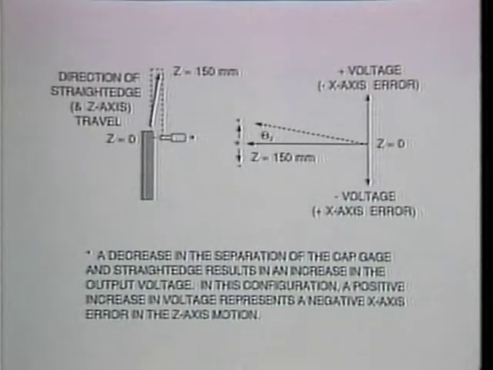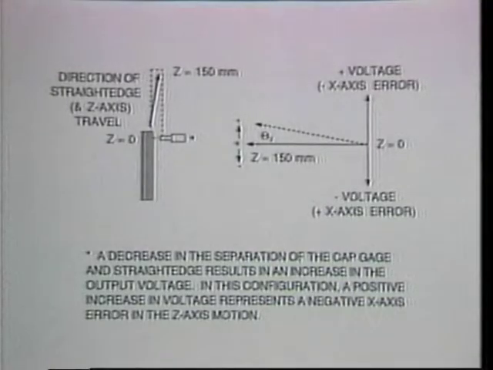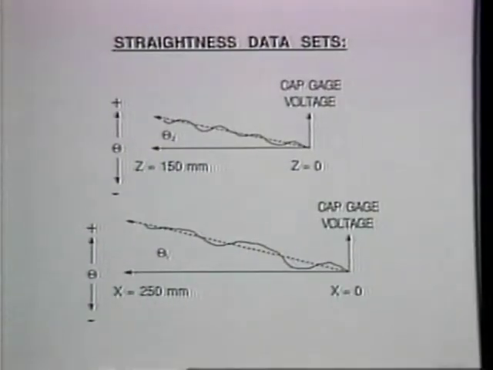In the setup for the z-axis straightness measurement, a decrease in the separation of the straight edge and the cap gauge again results in an increase in signal voltage. However, in the setup of the z-axis straightness measurement, an increase in voltage corresponds to a negative x-axis error in the motion of the z-axis slide. The best fit lines for each set of data are generated, and the angles of those mean lines with respect to their abscissas are calculated.